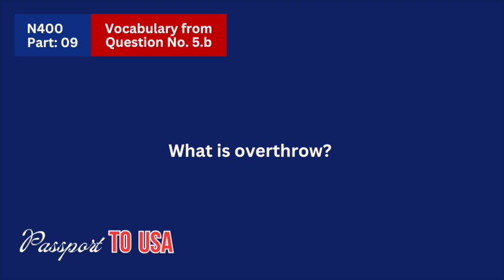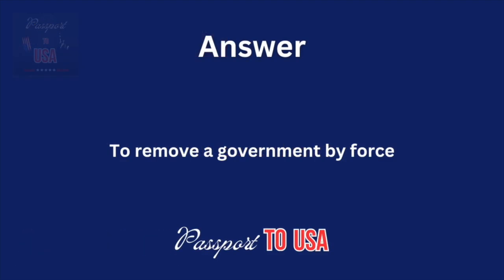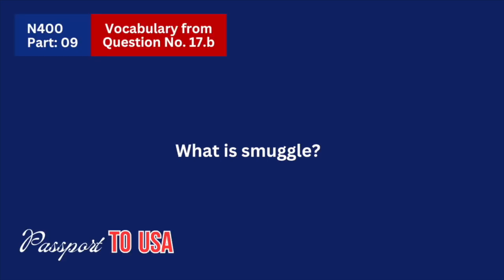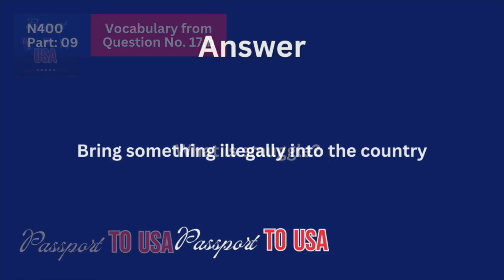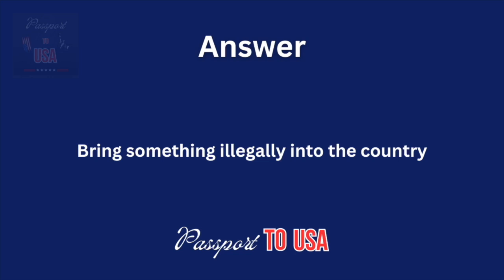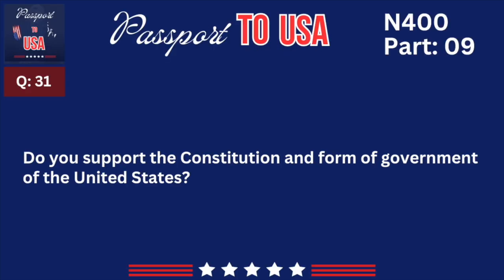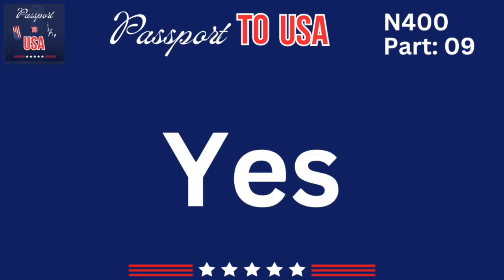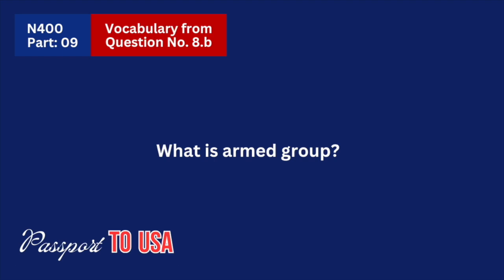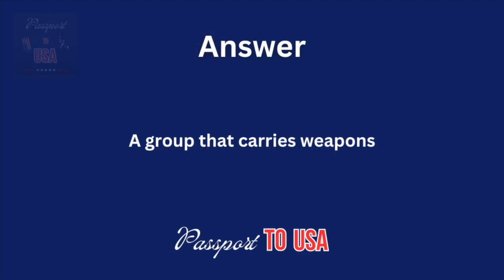What is overthrow? To remove a government by force. What is smuggle? Bring something illegally into the country. Do you support the Constitution and form of government of the United States? Yes. What is armed group? A group that carries weapons.